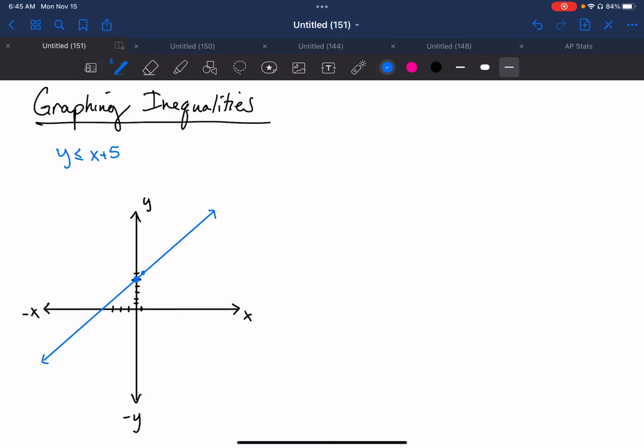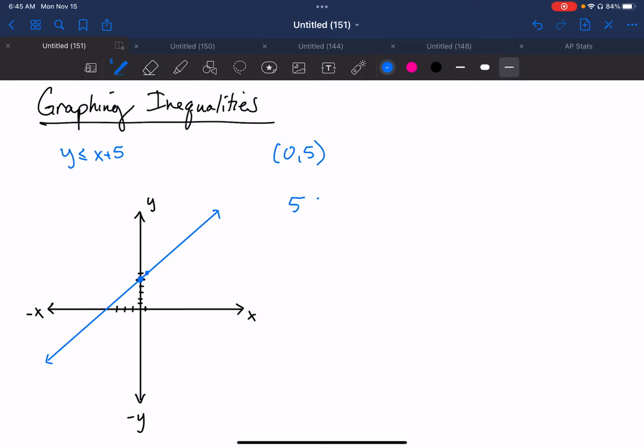So now we have our line graphed. Now all that's left is to think about it. So if I pick a point, like in this case, I'm going to pick the point (0, 5). Over 0, up 5, the y-intercept of this. If I plug this in, do I get a true statement?